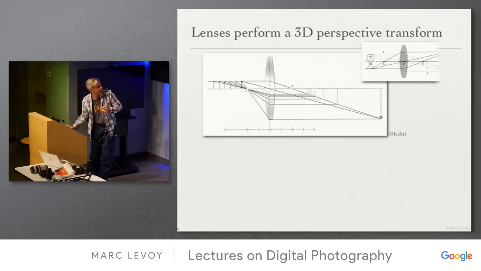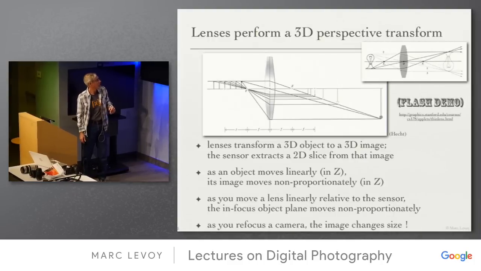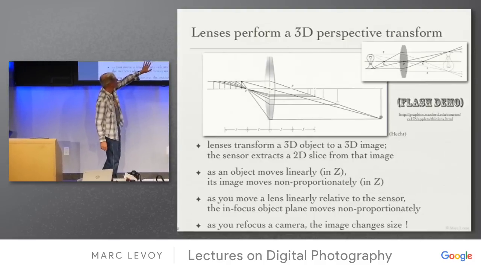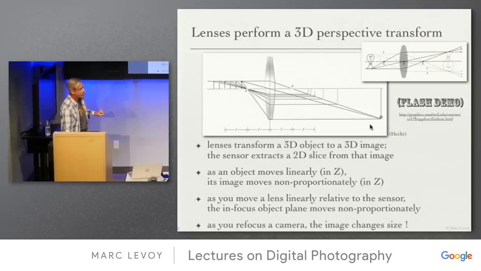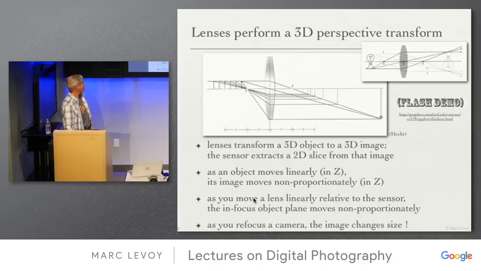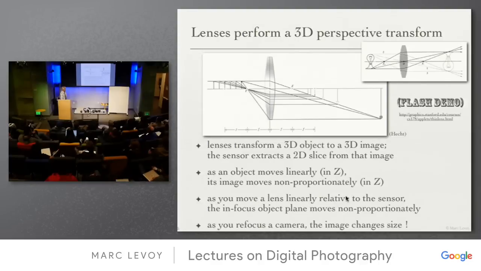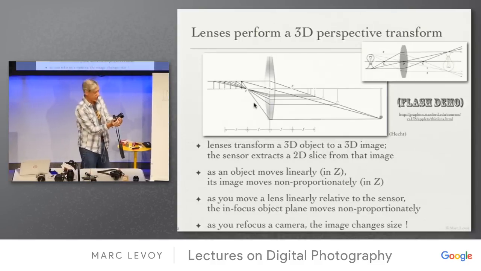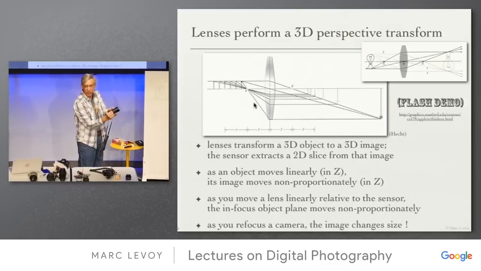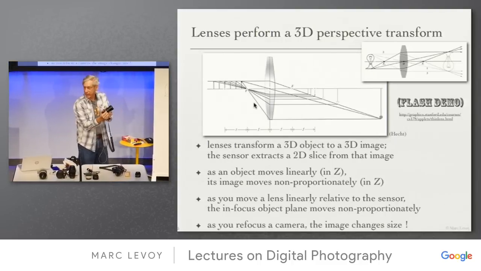So one implication of this is that as an object moves linearly in Z, so here you can see linear motions over here, the image moves non-proportionally in Z prime. Another implication is if you move a lens linearly with respect to the sensor, that would be linear motions here, it would be non-proportional over here. And so if you look at any lenses focusing, so here's a lens with manual focus, it's my Leica lens, the focusing positions are not evenly spaced.